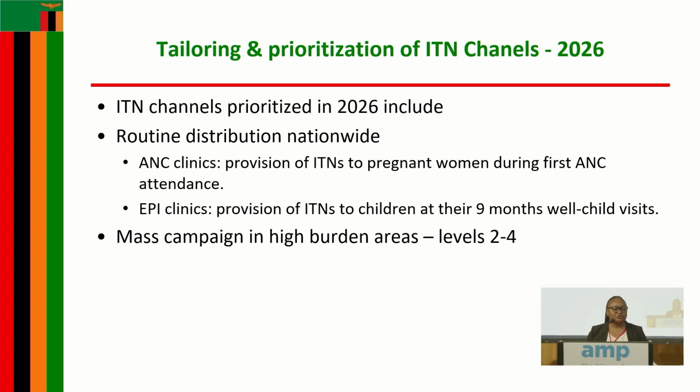So then, how do we prioritize our ITN distribution channels this year? Our strategic plan, by the way, is coming to an end this year. We'll be having our interim review, and we'll be starting to develop our new strategic plan. But according to our current plan, our focus for our ITN channels this year will include routine distribution countrywide through ANC and EPI, and mass campaigns in high burden areas in levels 2 to 4.